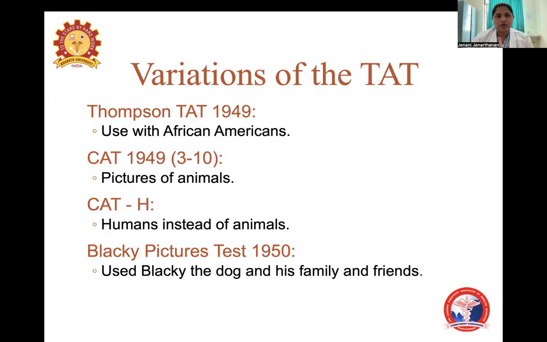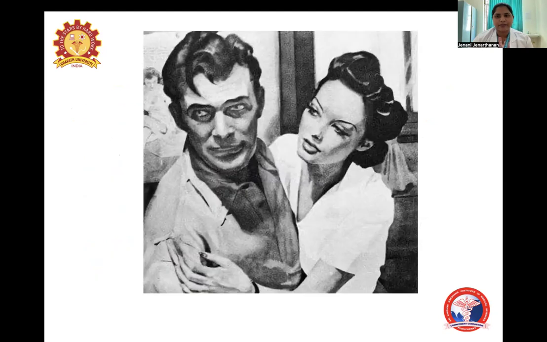Variations of the TAT include Thompson's TAT in 1949, used with African Americans. CAT is the Children's Apperception Test, with pictures of animals, and CAT-H is the human version instead of animals. The Blacky Pictures Test, from 1950, used Blacky the dog and his family and friends.